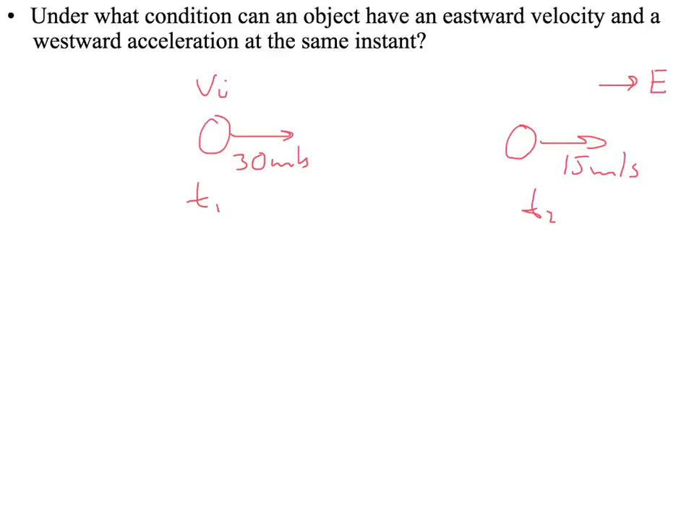Now you can see that our velocity has decreased. It's decreased from 30 to 15. And the reason it's decreased by 15 meters per second is that the vehicle, in this case, is slowing down. If a vehicle is slowing down, we say that it is accelerating in the westerly direction. So if an object is moving forward but slowing down, it is actually accelerating backwards.